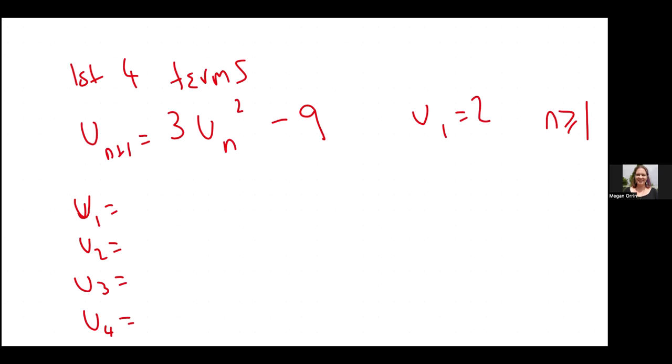All right, so the first term is obviously 2. We already said that. You already got given that. So then we do 3 times 2 squared minus 9. 3 times 2 squared is what? 3 times 2 squared is 12, minus 9 is 3. So then we have 3 times 3 squared minus 9.